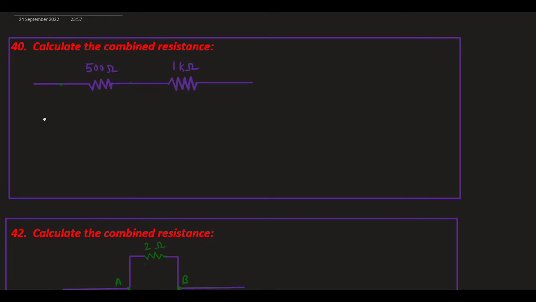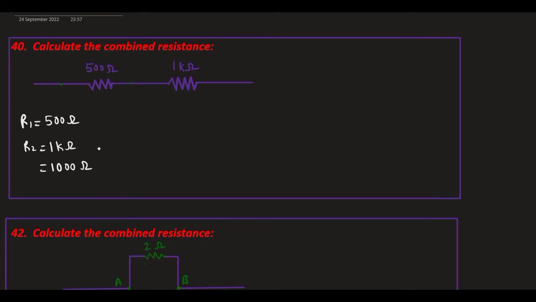Let us solve one problem on calculating the combined resistance. In this problem, R1 is given as 500 ohm and R2 is given as 1 kilo ohm. We know that 1 kilo ohm is equal to 1000 ohm.